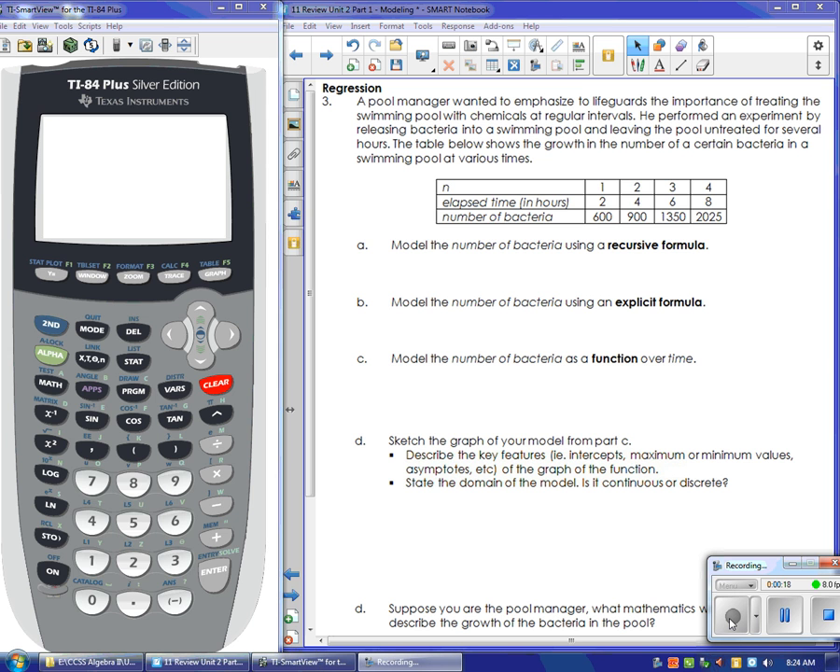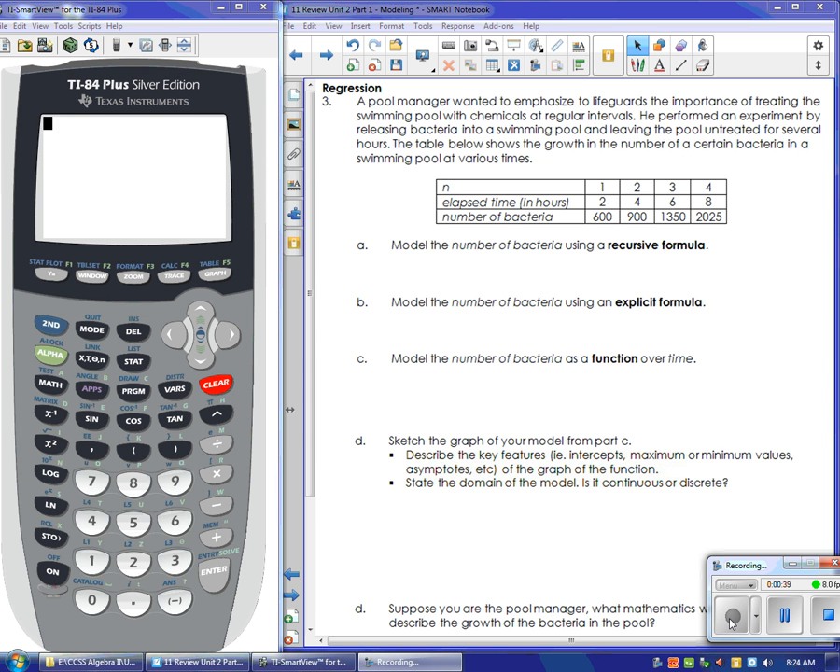In this particular example, number 3, we're actually combining what we know about sequences with determining a regression model using our calculator. So in number 3, it says a pool manager wanted to emphasize to lifeguards the importance of treating the swimming pool with chemicals at regular intervals. He performed an experiment by releasing bacteria into a swimming pool and leaving the pool untreated for several hours. The table below shows the growth in the number of a certain bacteria in the swimming pool at various times.